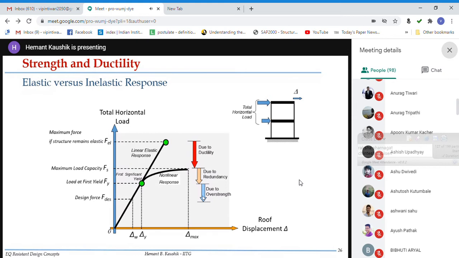So because of all these issues, we have certain safety margin, and we can reduce this elastic response to an inelastic response, and we can achieve a level of design force.